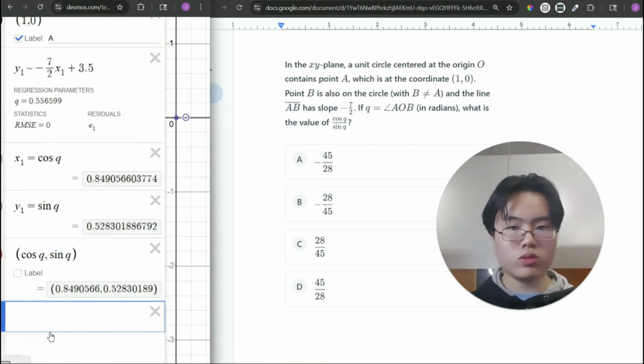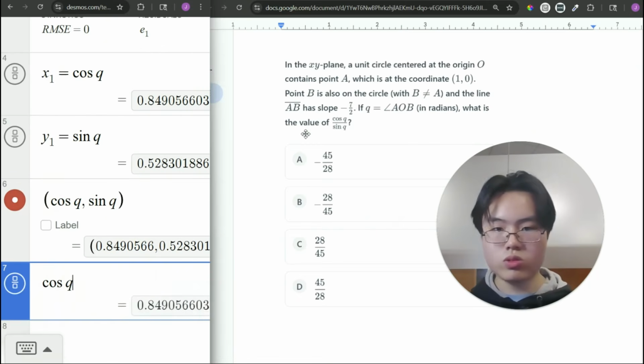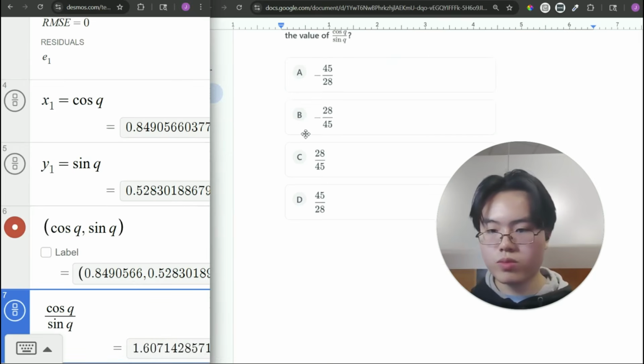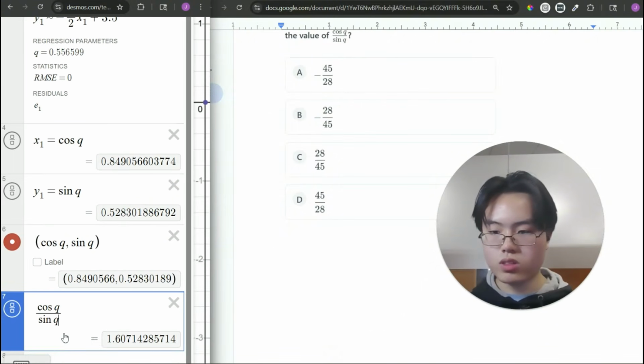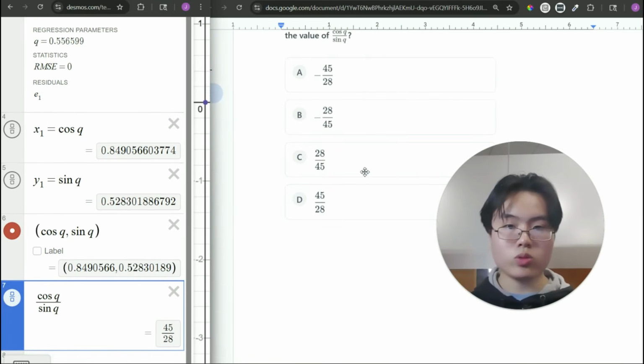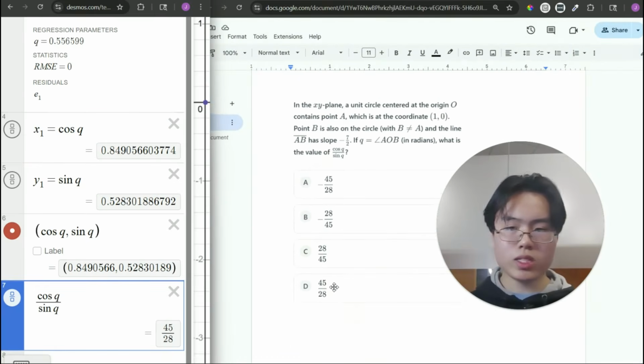Now we can just type in the answer, which we're trying to find: what is cosine of q over sine of q. And the answer is 1.607. Let me just change it to a fraction, just press that button, 45 over 28. So the answer is D here, 45 over 28. Okay, hopefully this makes sense.